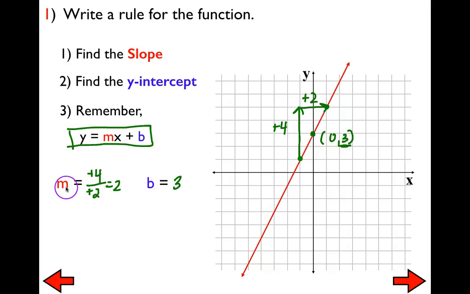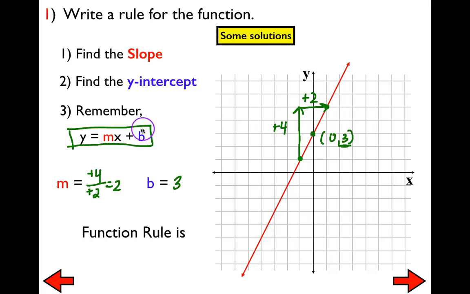So now that I have slope and now that I know what b is, I'm going to go ahead and plug it into my slope-intercept form and say that y equals, instead of m, I'm going to put 2. x, instead of putting b, I'm going to put plus 3.